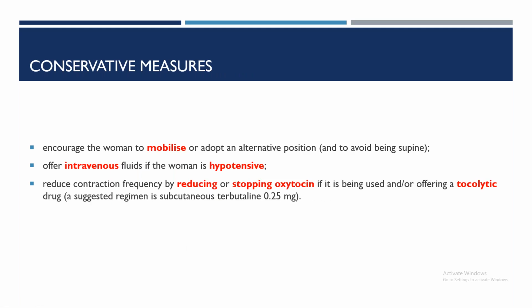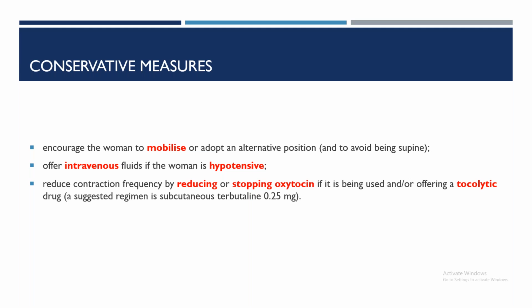Now, what are these conservative measures? So if you find suspicious CTG, what conservative measures are you going to undertake? First, change in the position. Okay. So either ask her to mobilize or adopt an alternative position. Don't do the CTG in supine position at all. Okay. Avoid being supine. So you can change. First conservative measure is change in the position.